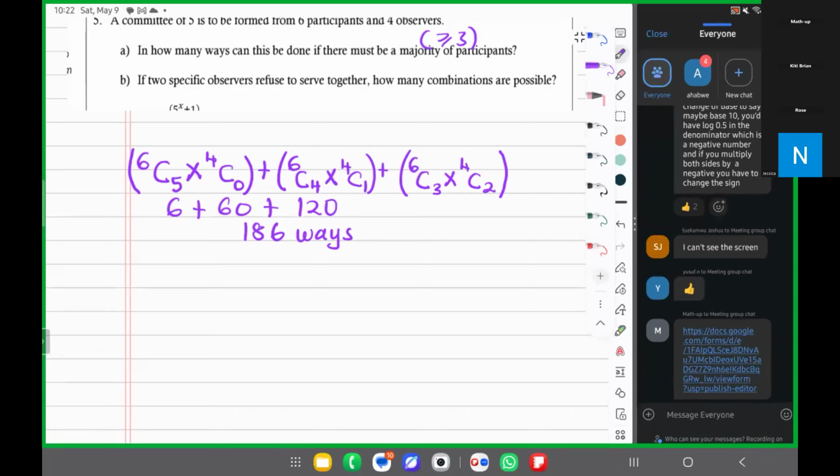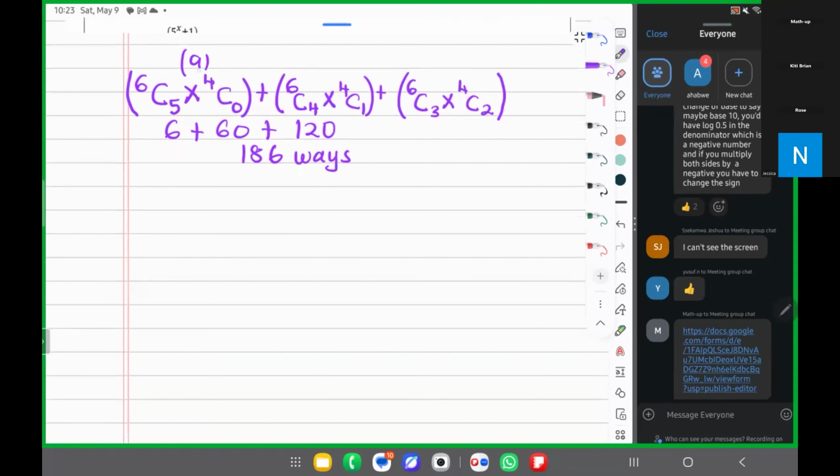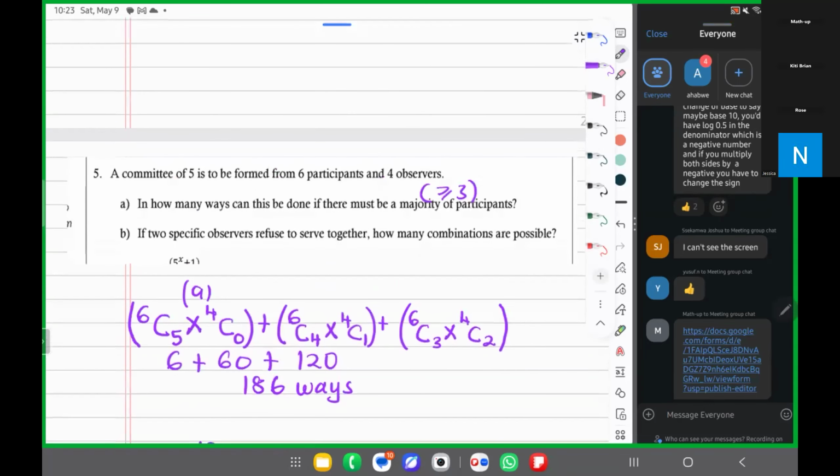Then the second condition was: how can I form a committee of 5 people from 6 participants and 4 observers if 2 specific observers refuse to serve together? How many ways can I form that committee? Okay, that was part A. Then part B.